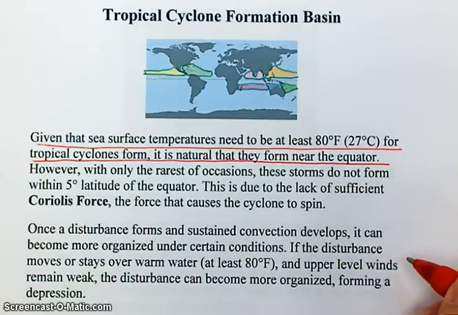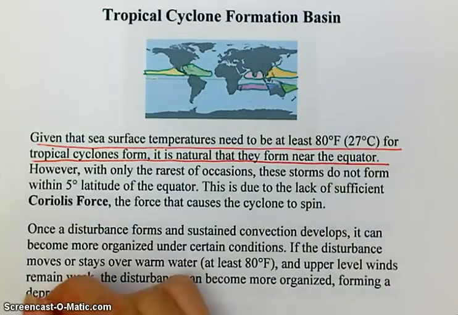If the disturbance moves or stays over warm water, remember at least 80 degrees Fahrenheit, and the upper winds remain weak, meaning winds further up in the atmosphere, then the disturbance can become more organized, forming a depression. So a tropical depression is sort of your first step.